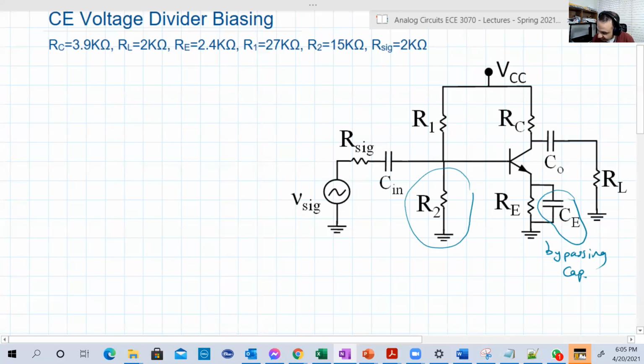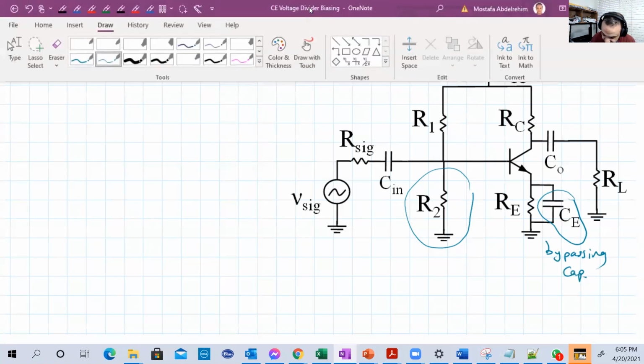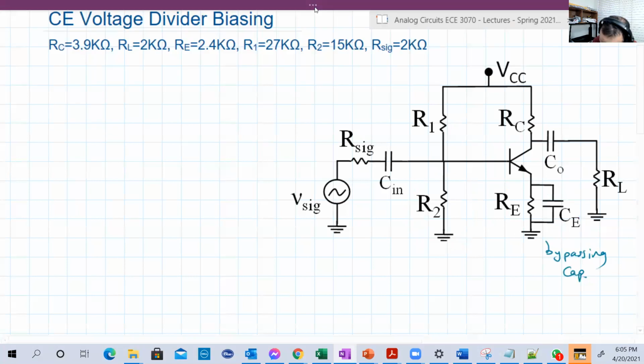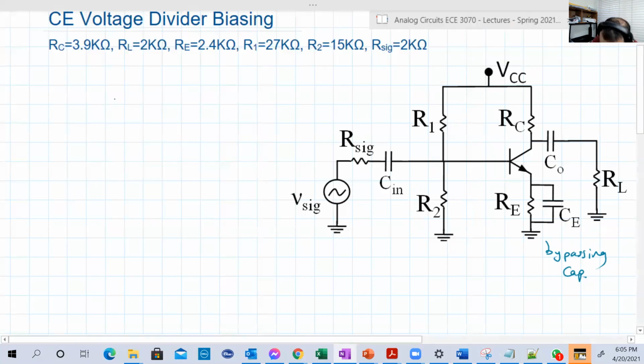So let's remove our mess and try to solve it. The basic requirement here is to find AV naught, AV, GV, and the input and output resistances. But of course, we should solve the DC first to get IC or IB to determine r pi, then find the AC equivalent circuit and get all the characteristics that you want.